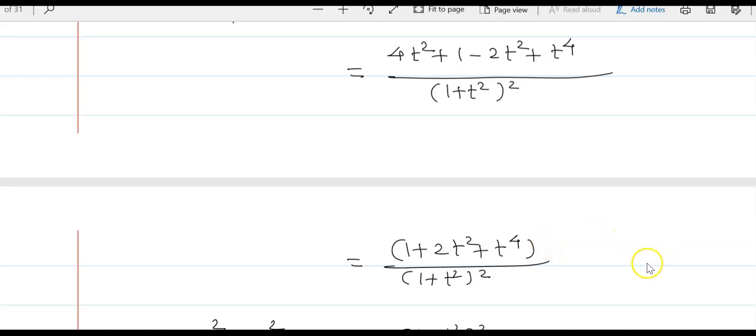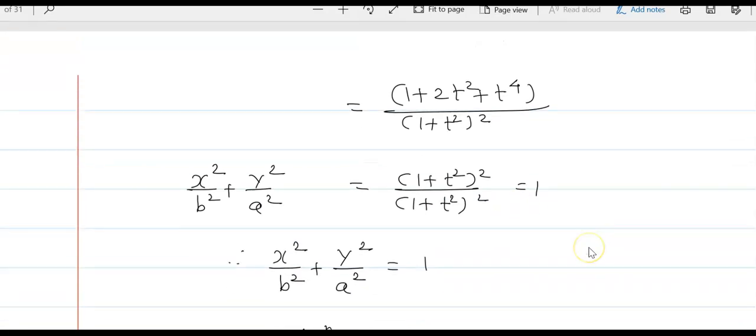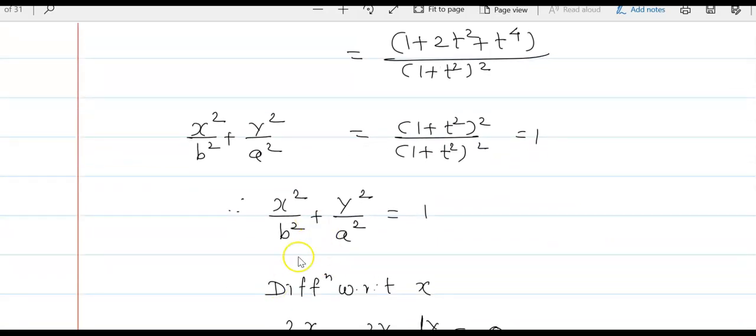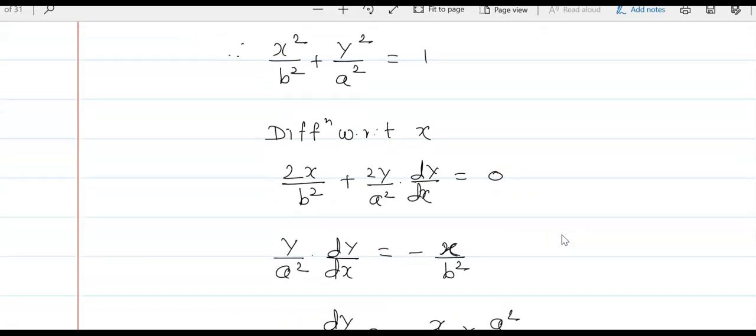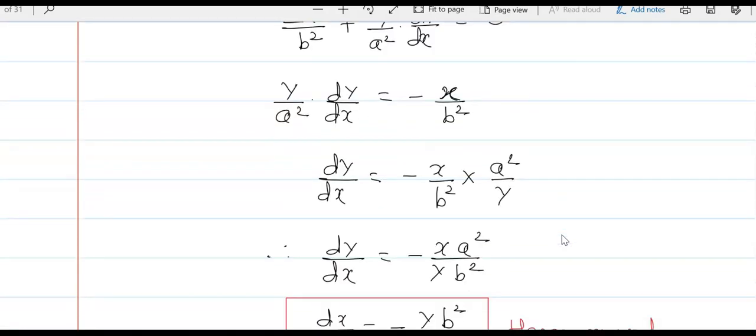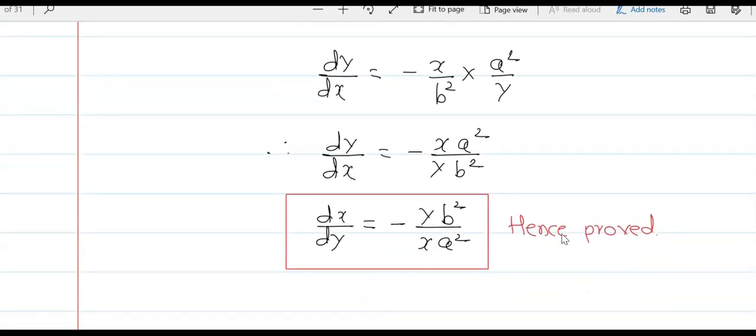Okay. Next is bracket square. Now differentiate this. Therefore dy by dx is equals to minus x a square upon y b square, and hence this is the proof.